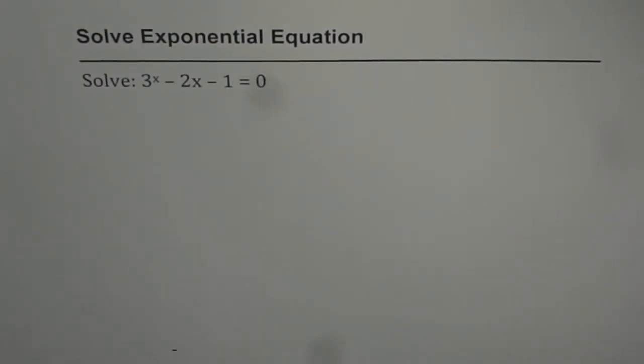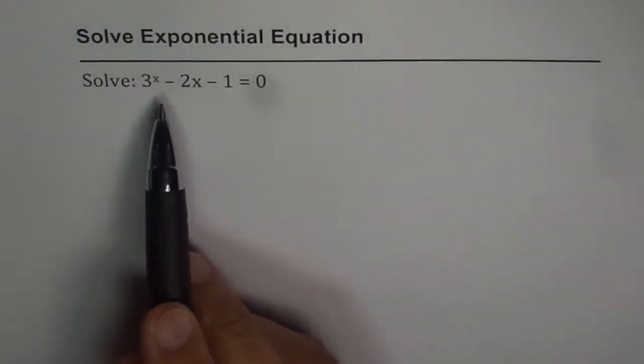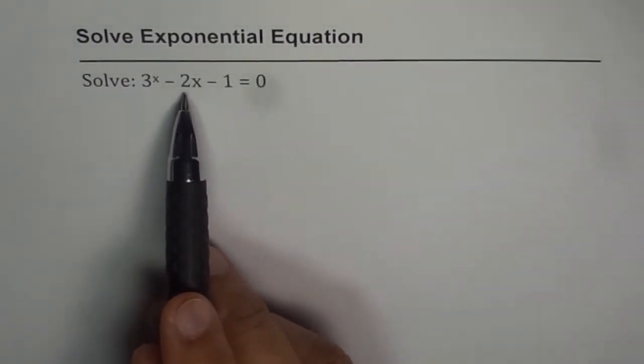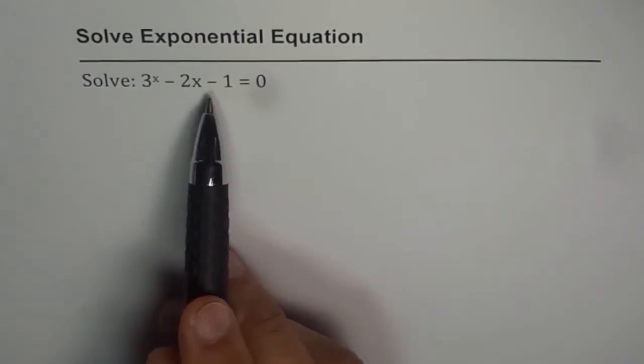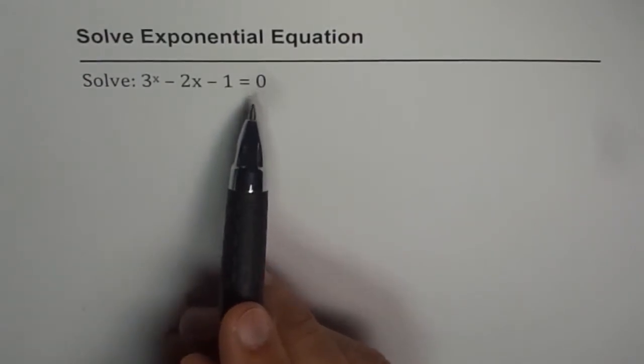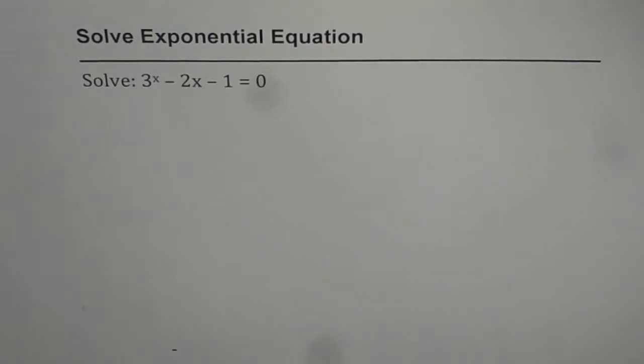Since it is not a simple exponential equation, we have 3 to the power of x minus 2x. Now, this cannot be written as an exponent. Minus 1, which is a constant, equals 0, right? So we have a constant term, a linear term, and an exponential term. To solve such an equation, it's better to use techniques like graphing or even a table of values. So I'll show you the solution of this equation using a graph.